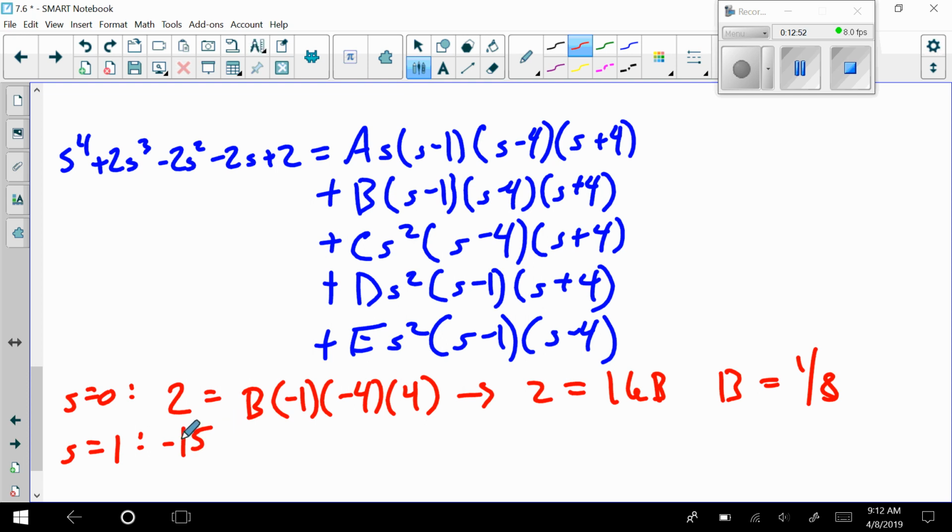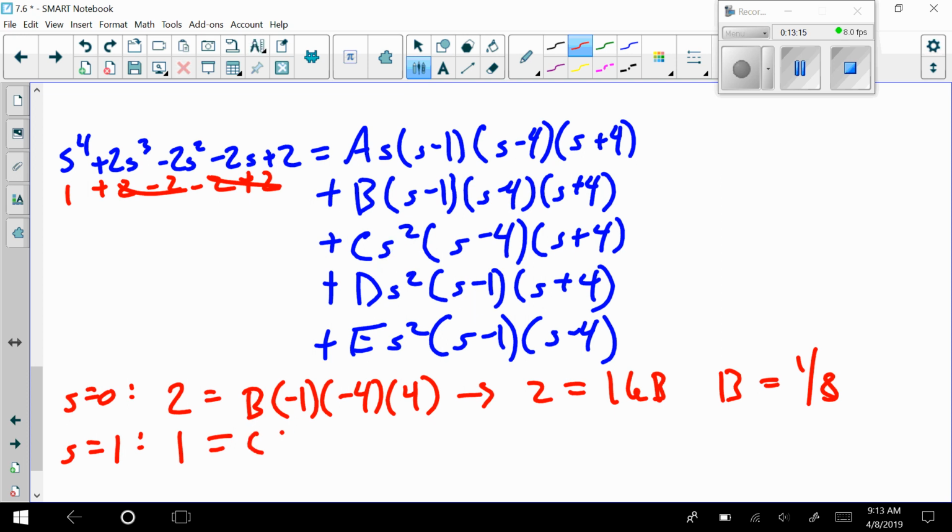I'm sorry, that's not right. I think that just ends up being 1. Let's double check. So 1 plus 2 minus 2 minus 2 plus 2. Well, these go, yeah, it's just a 1. Now everything else is gone. It's got this gone, but C isn't going away, so I have to mess with C.